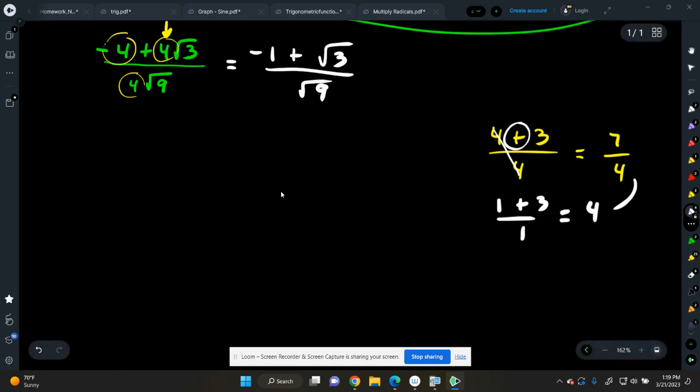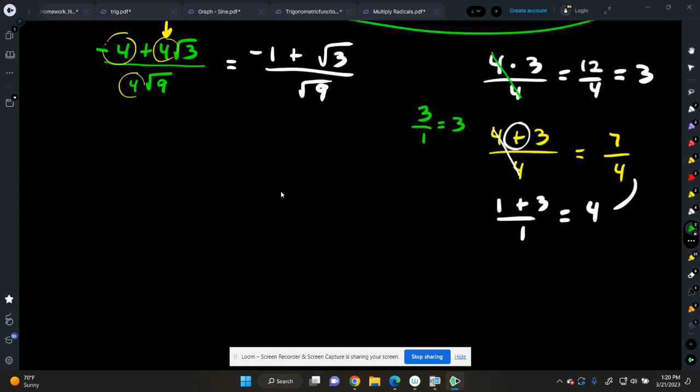If this is a plus or minus sign in between, you can't cancel individual parts. It has to be all of them. If it's a multiplication sign, for instance, let's say it was 4 times 3 over 4, that equals 12 over 4, which is 3. If I canceled the 4s, I'd get 3 over 1, which is 3. When it's multiplication, you can cancel the individual parts. If it's addition or subtraction, you cannot cancel the individual parts.